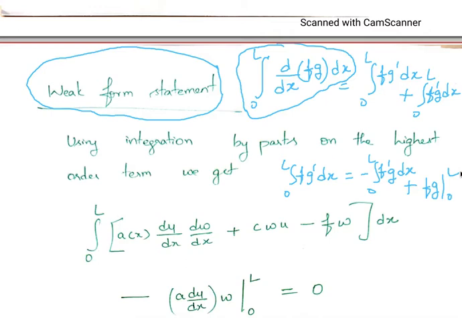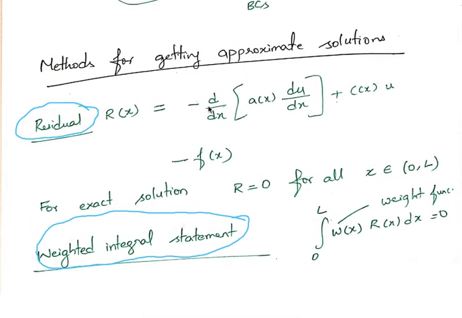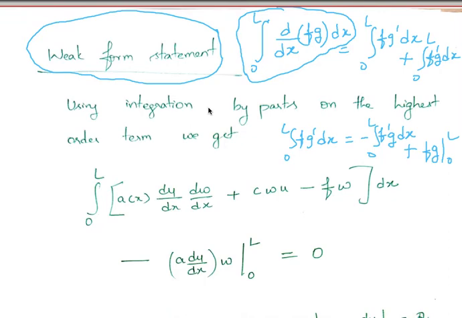So if you want to transfer the derivative from g to f, what should you do? First you get a minus sign when you do the transfer, and then you evaluate the product fg at 0 and L, okay. So let us do this for the differential equation we have, then doing integration by parts, okay. So doing integration by parts, what will happen?